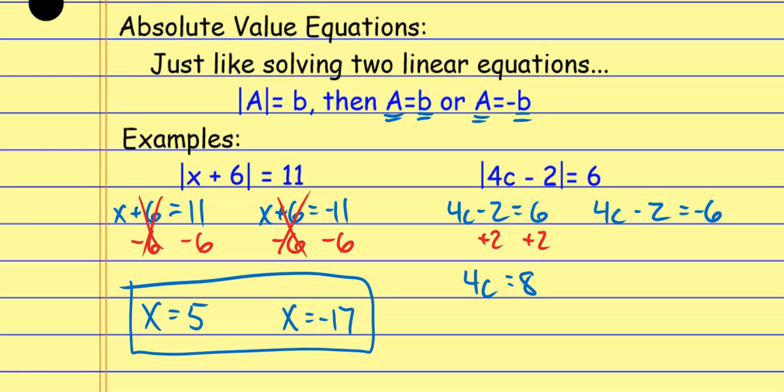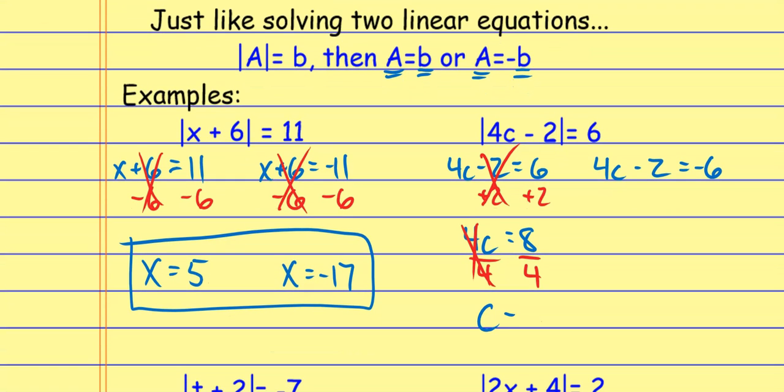And now I undo that multiplication by dividing each side. Again, the multiplication and division cancel each other out. So I get c equals 2. And now I have to do the same thing with the other equation.